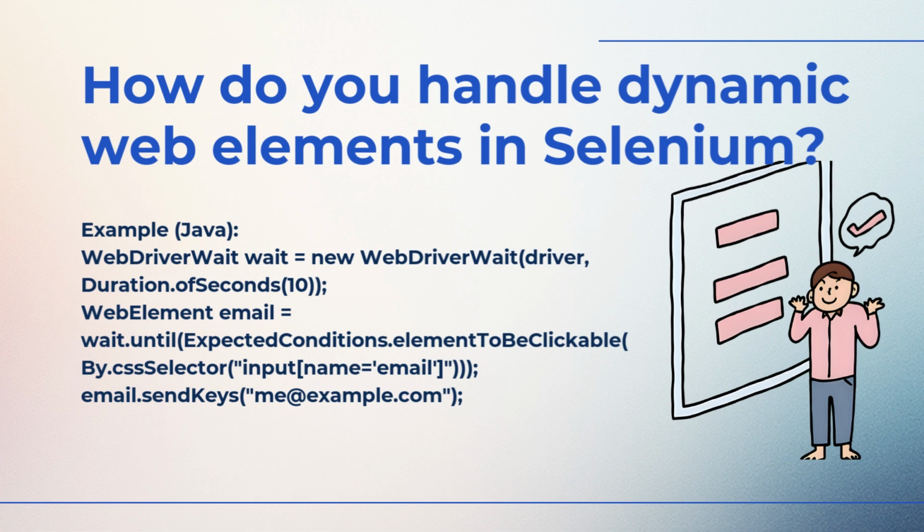So the conclusion is, to handle dynamic elements, I prefer using relative XPath, CSS selectors, parent-child structure, explicit waits, and stable patterns like contains, starts-with, and text. I also relocate elements when dealing with dynamic DOM updates.